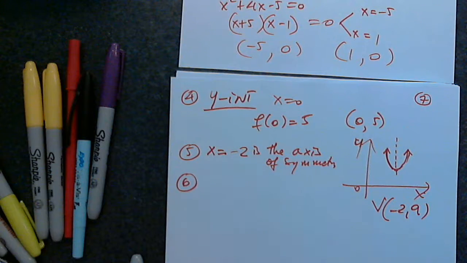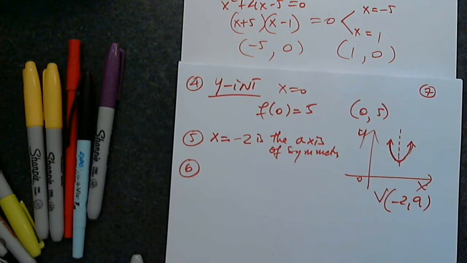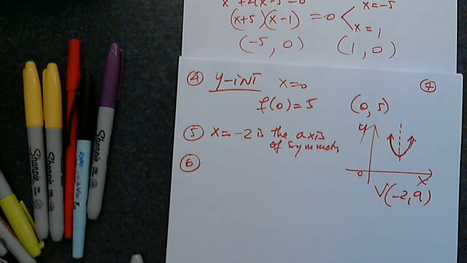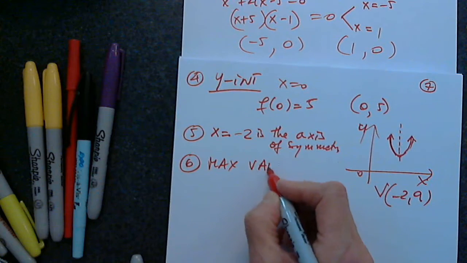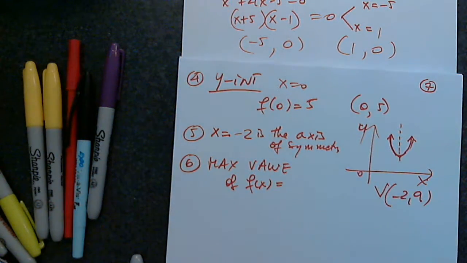Very good. x equals -2 is the axis of symmetry, the vertical line passing through -2, 9. Last question here is, does this function have a max or a min? Max. Max value of f of x is 9. Exactly.